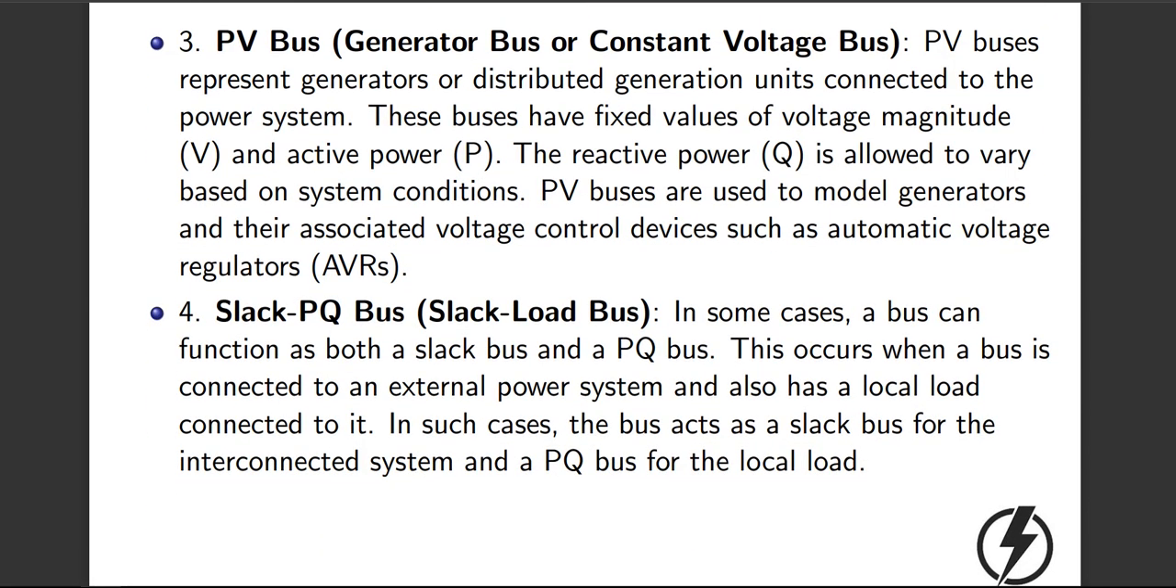4. Slack PQ bus, slack load bus. In some cases, a bus can function as both a slack bus and a PQ bus. This occurs when a bus is connected to an external power system and also has a local load connected to it. In such cases, the bus acts as a slack bus for the interconnected system and a PQ bus for the local load.